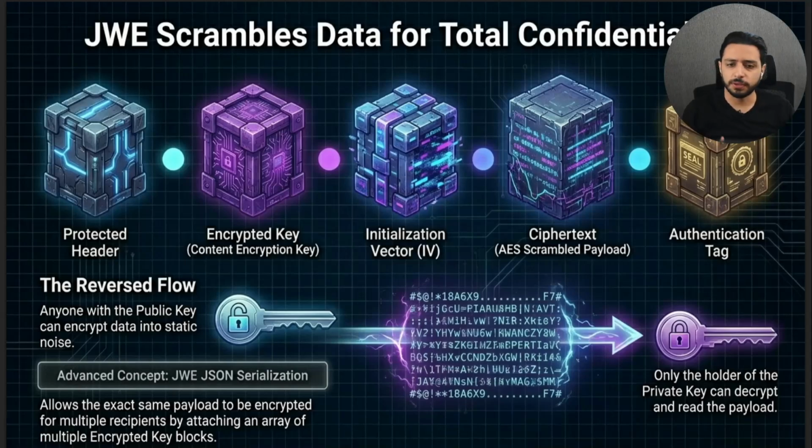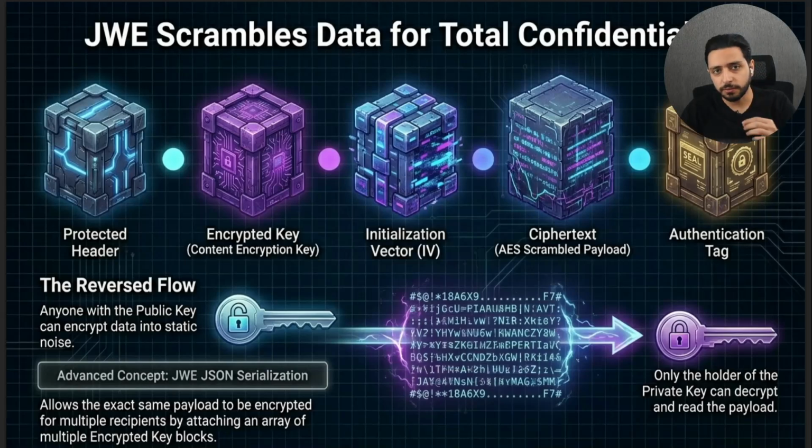Just like with JWS, you can also represent JWE in 2 ways. There is the compact serialization, which is a 5-part string, and there is also JSON serialization, which allows you to encrypt the same data for multiple people at once. Each person gets their own encrypted key part, so they can unlock the same hidden message.